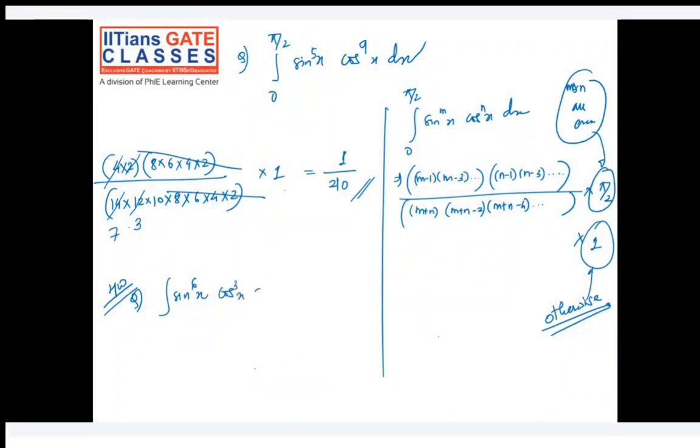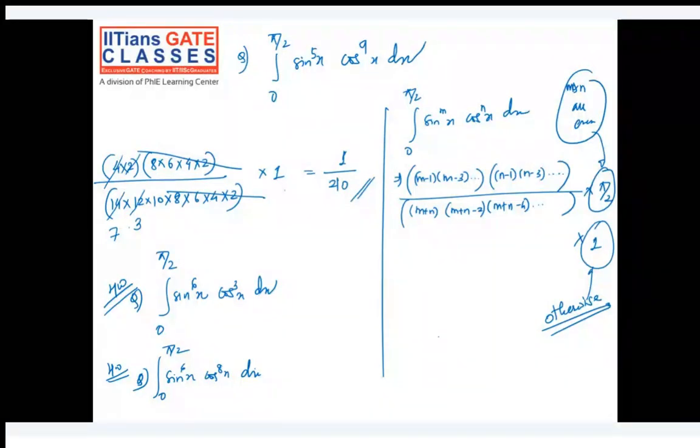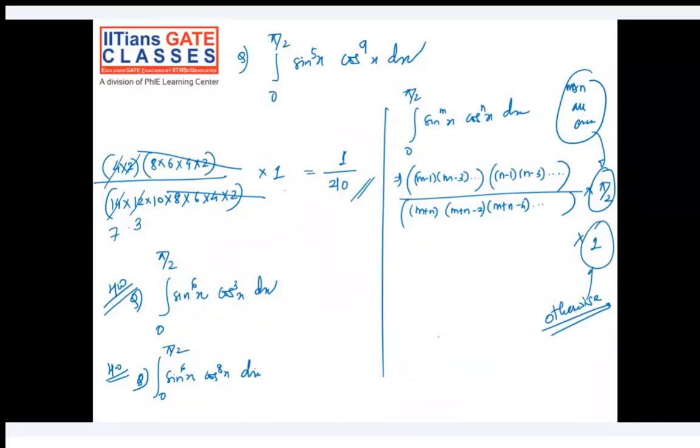Limit 0 to pi by 2, sin raised to the power 6x, cos raised to the power 3x dx. Solve this question, and one more similar question would be sin raised to the power 6x, cos raised to the power 8x dx, integration 0 to pi by 2. Solve them. I'll not give you answers. They are straightforward. You can try these two questions later, in the same way, just putting the values in the formula, nothing else. Is everything clear till this?